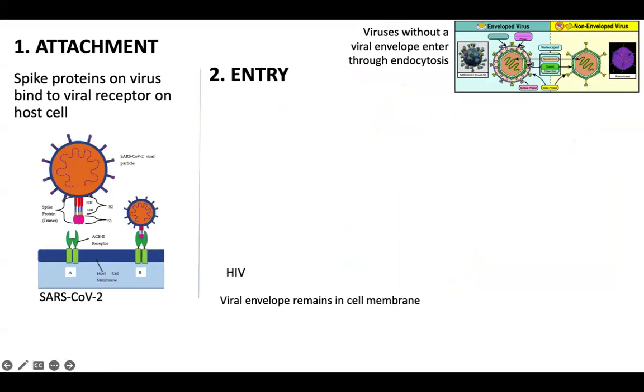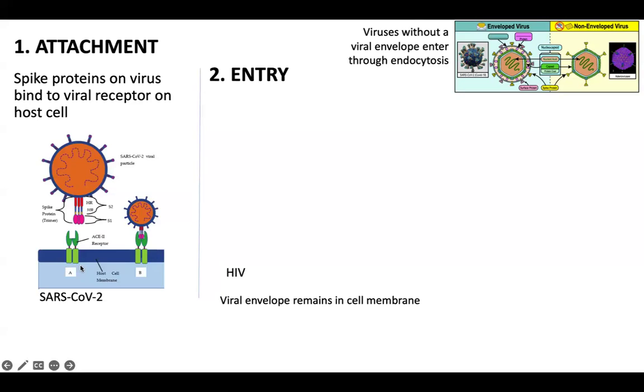But that first stage, attachment, is fairly similar. In this case, a spike protein, so on the outside of the virus, is going to bind to a viral receptor on the host cell. And this is similar to the bacteriophages, where this is a lock and key type mechanism. The spike proteins are very specialized for a given viral receptor.